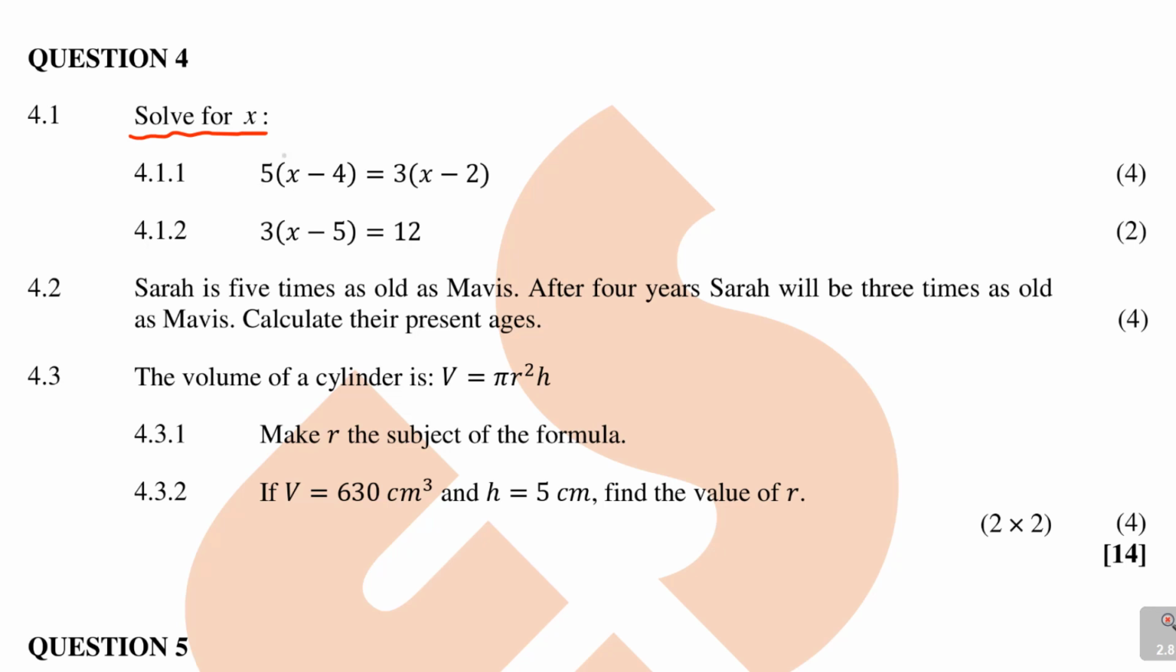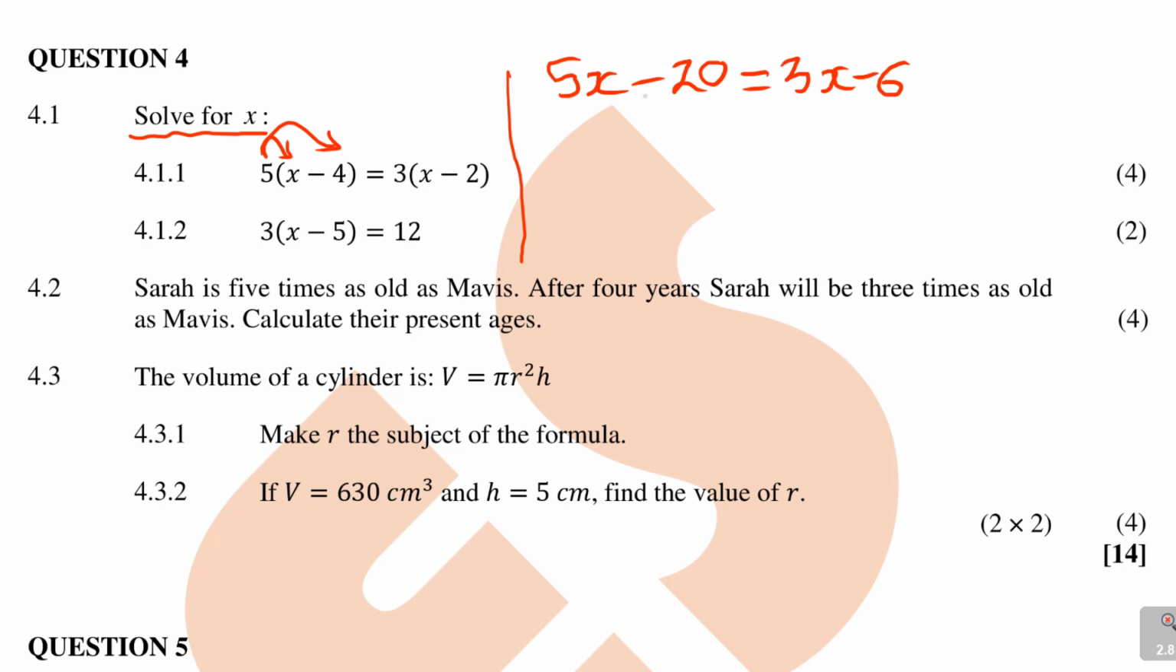Whereby you've got 5 multiplying these and is equal to 3 going into x minus 2. So what do we do first? You have to open those brackets, am I right? Let's open the brackets. So when you open, it becomes what? 5x minus 20, minus 5 times 4 is 20. Equal to 3x minus 6. 3 will multiply with x and then minus 3 times 2 is 6.